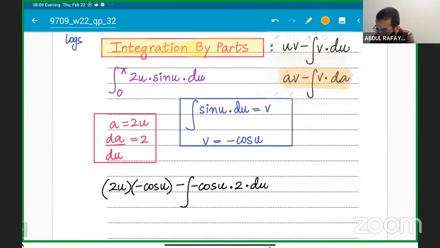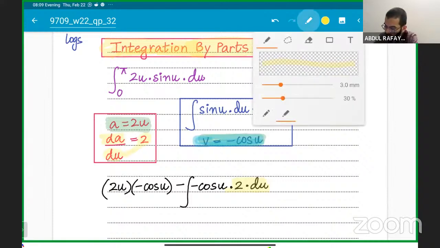Just always remember, go step by step. Let me explain as well. A is equal to 2u. V is equal to minus cos u. Integral of v, again, minus cos u. And what is da? da is simple. Make da the subject. So 2 times du going there. Understood, guys? Is everyone clear?